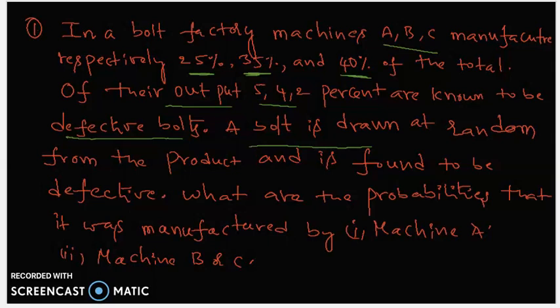What are the probabilities that it was manufactured by machine A? Second problem, machine B or C. So, to solve this problem, we depend upon Bayes theorem.